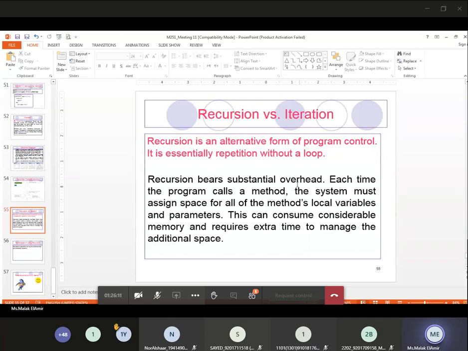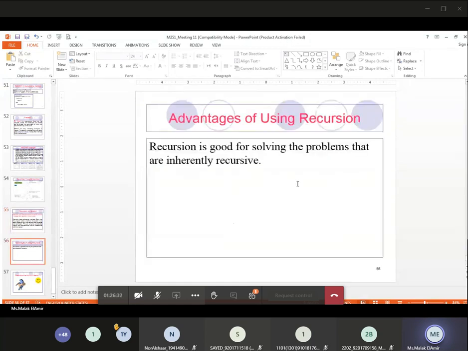It changes the matter because of overhead. Each time the program calls a method, the system must assign a space for a new method with local variables and parameters. This can consume considerable memory and require extra time to manage the additional space. But sometimes recursion is good for solving problems that are inherently recursive.